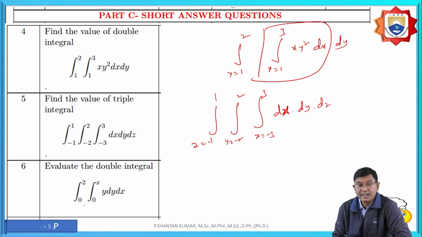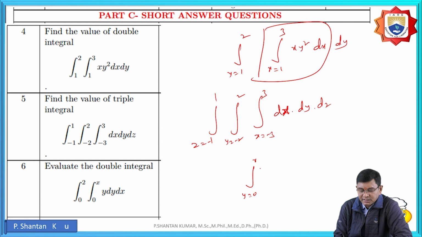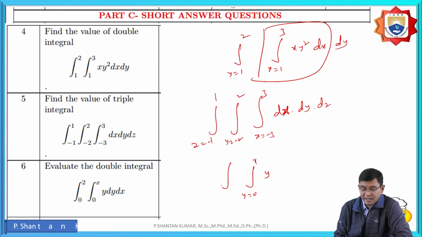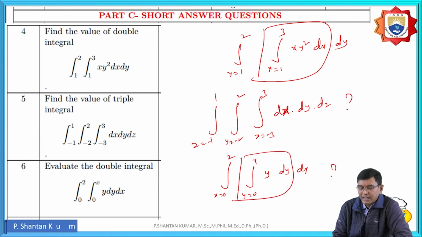And next one, y in terms of x. First it is y from 0 to x, because the limits are given as a variable in x, therefore we need to assume y, and after that with respect to x equal to 0 to 2, and dy and also dx is the condition. Find the solutions.